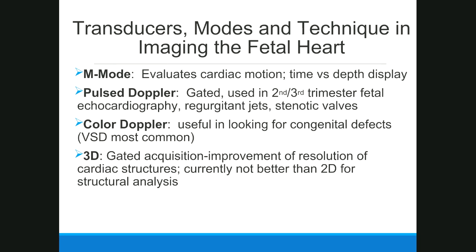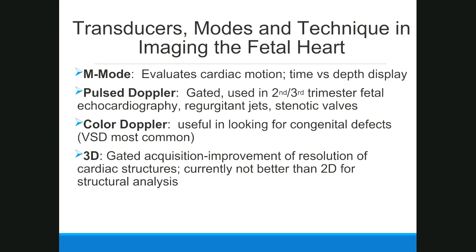Pulse Doppler is probably used more than continuous wave Doppler in terms of fetal echo. In pediatric echo, we use a combination of both, looking at things like regurgitant jets. If we're worried about a leaky valve, it's very helpful to determine how bad it's leaking, and then also, like I mentioned, with the stenotic valves. Color Doppler, I mentioned, is helpful in assessing for ventricular septal defects.